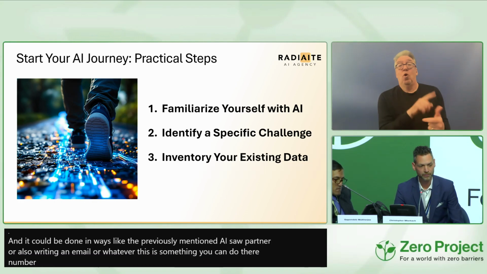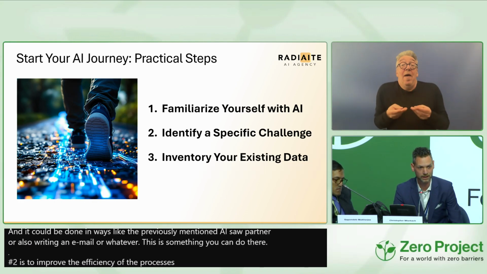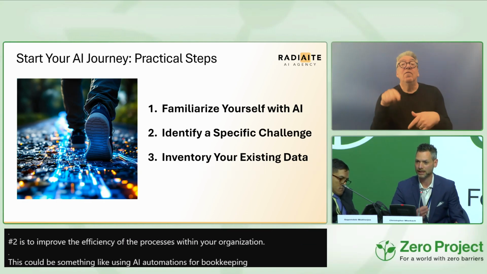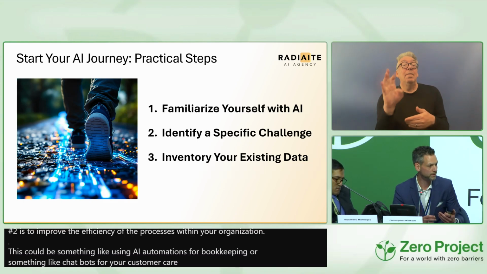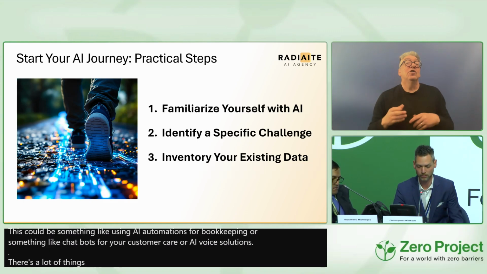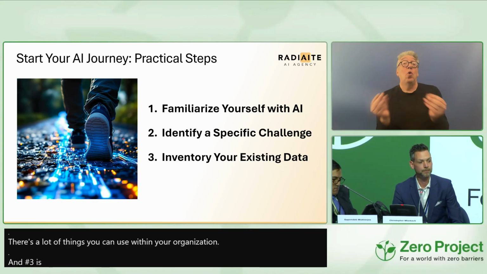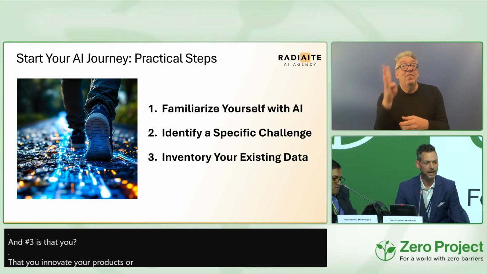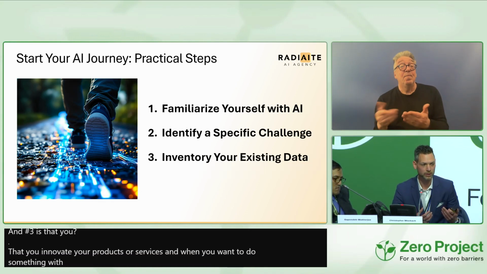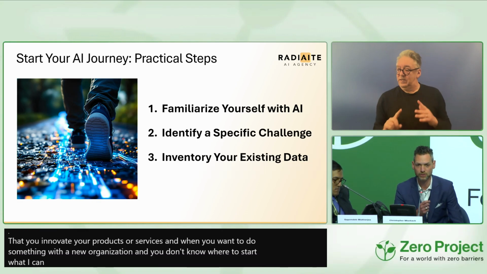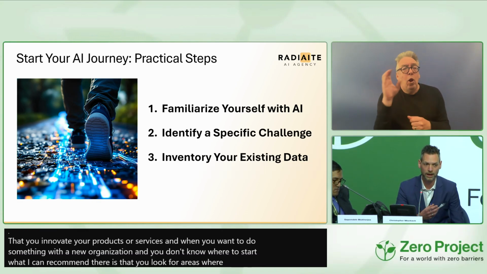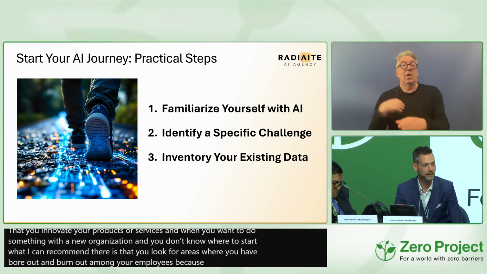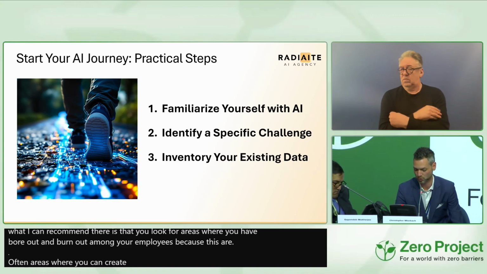Number 2 is to improve the efficiency of the processes within your organization. This could be something like using AI automations for bookkeeping, or something like chatbot for your customer care, or AI voice solutions. There's a lot of things you can use within your organization. And number 3 is that you innovate your products or services. And when you want to do something within your organization and you don't know where to start, what I can recommend there is that you look for areas where you have bore-outs and burnouts among your employees, because these are often areas where you can create high-impact AI solutions.